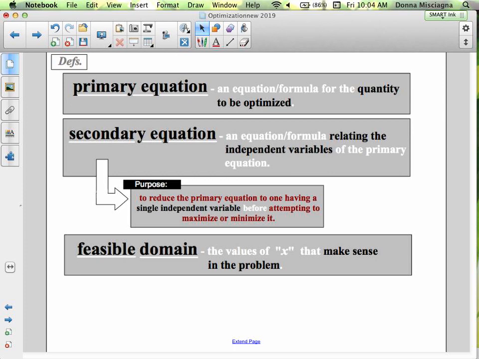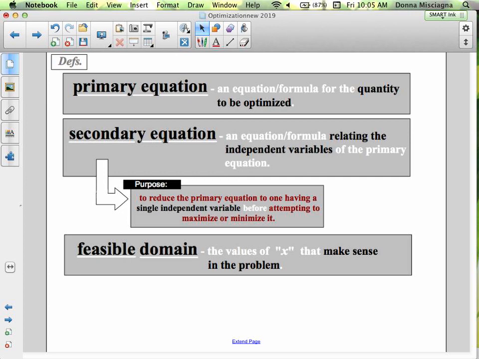So there's usually constraints on costs or how much materials, right? And so you need to take that into consideration. Those things you need to take into consideration, those are your secondary equations. Those are your equations, formulas relating the independent variables of the primary equation. So we're going to have secondary equations that we use within our primary equation. These secondary equations are actually kind of helpful because they reduce the primary equation to one having a single independent variable before attempting to minimize or maximize it.